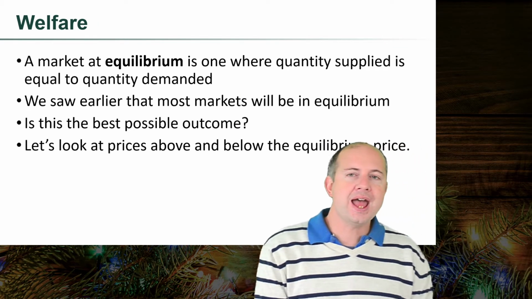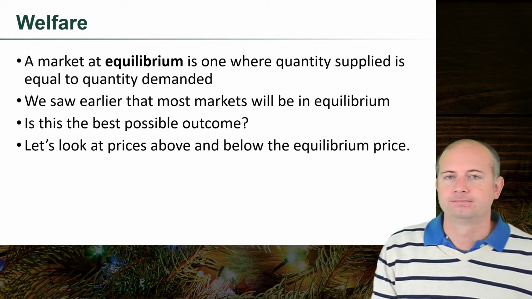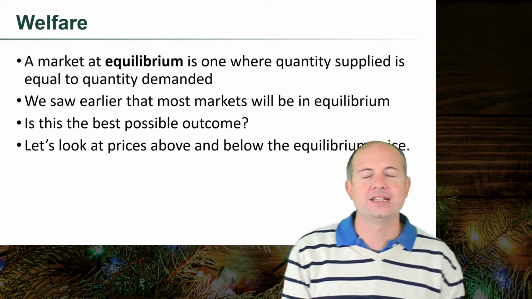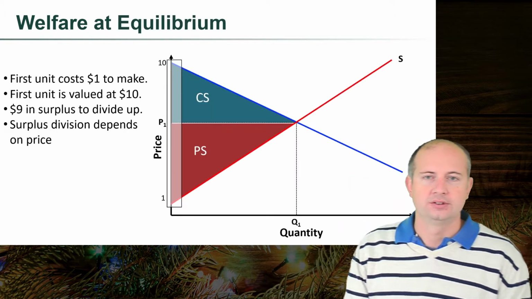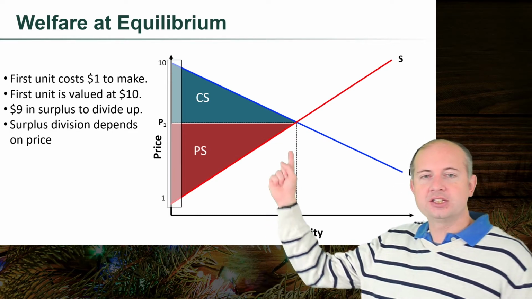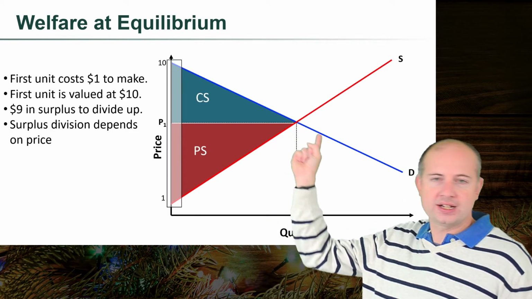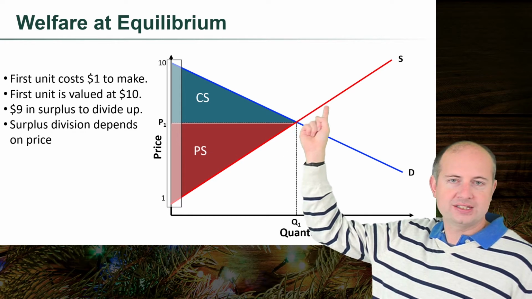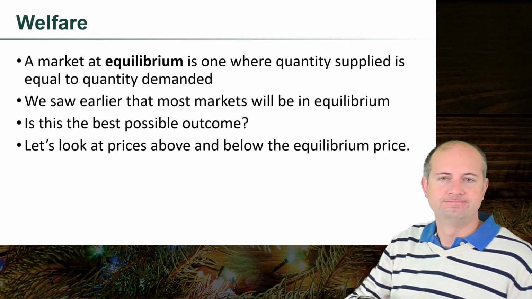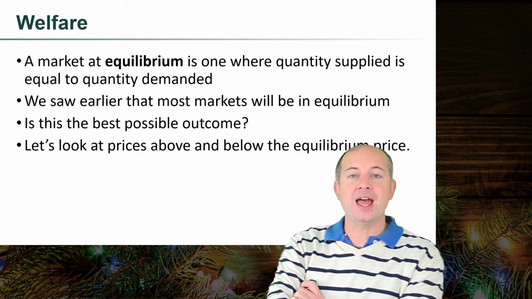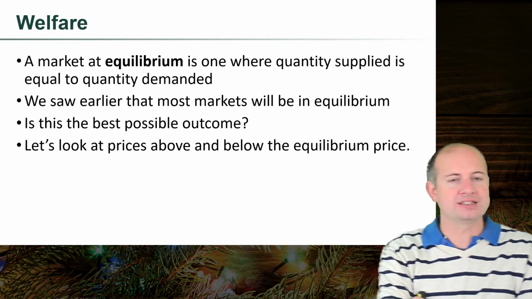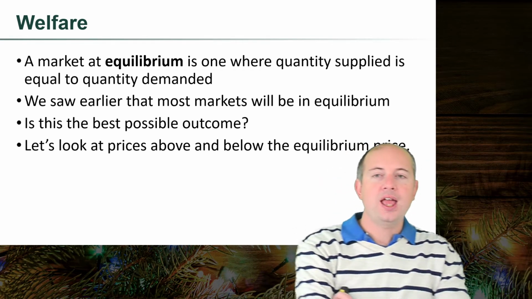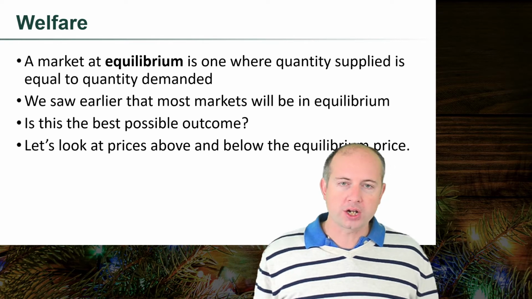A market at equilibrium is one where quantity supplied is equal to quantity demanded. I'll go back for just a second. This point right here is equilibrium, right? Quantity supplied equals quantity demanded. A market at equilibrium is one where quantity supplied equals quantity demanded. And we saw earlier that most markets will be in equilibrium.